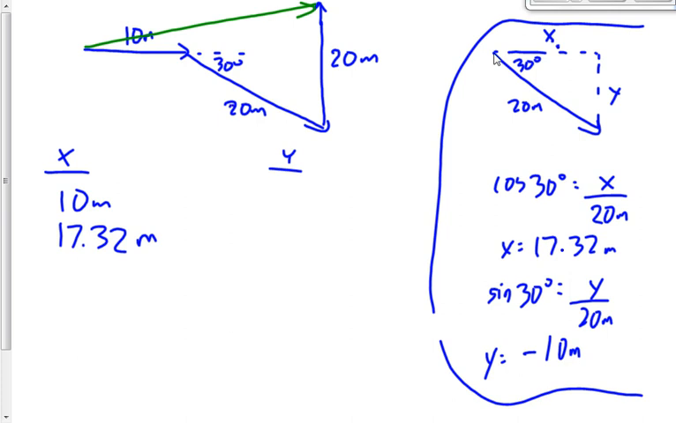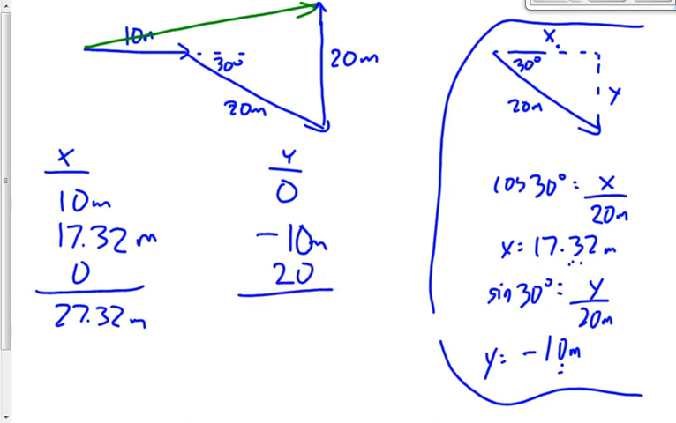Next one, the third one, 0. We add those up, 27.32. For the y components, we get 0 for the first one. Now the second one, the y component of the second one. This one right here. How much of that 20 is down? It's negative 10. Good. We just found that, right? The x is right here, the y is right here. And the y component of the third one is 20. It adds up to give me positive 10.